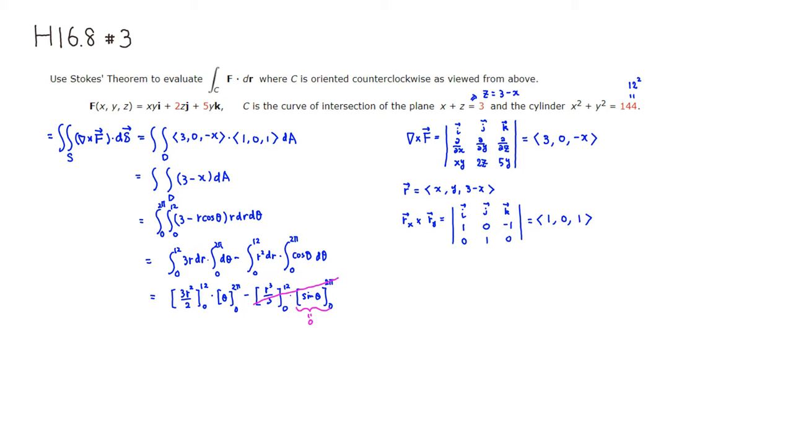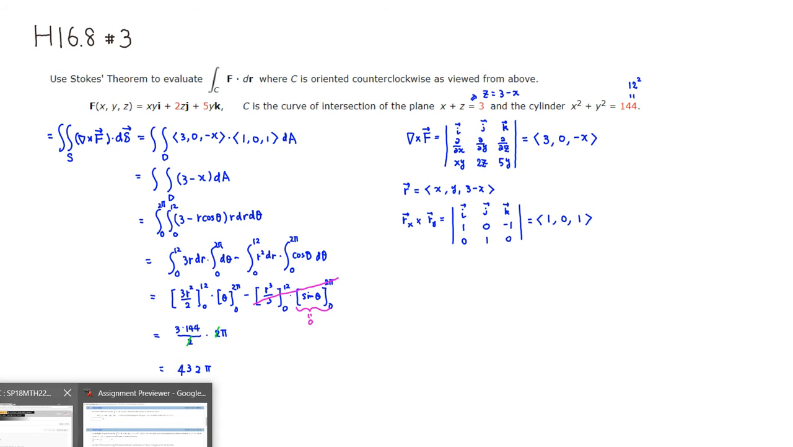So we're just going to get the first term. This is equal to 3 times r squared, which is 144, over 2, times 2 pi. You can cancel the 2 and the 2. Then 3 times 144 gives us 432. So it's going to be 432 pi.